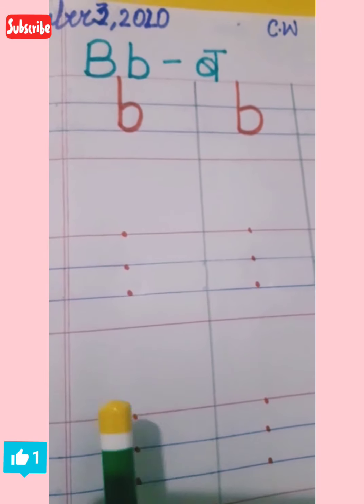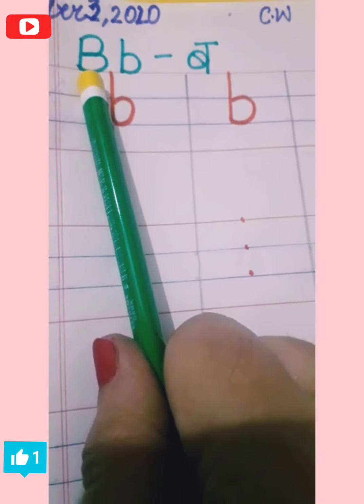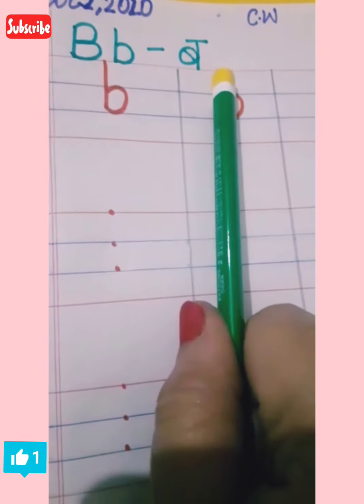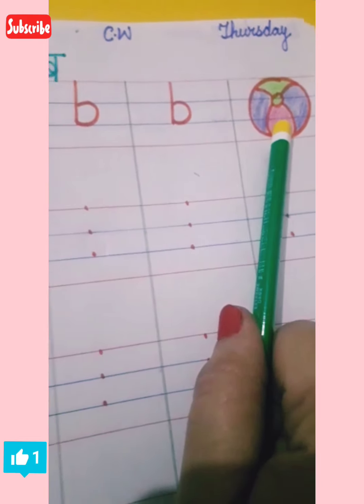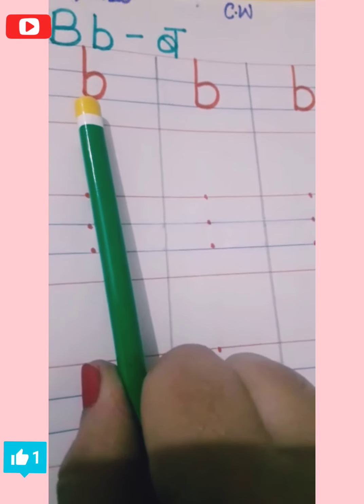Okay beta. Hello students. Look beta. This is a capital B. This is a small b. B says B. B for ball. Today we will write small letter B.